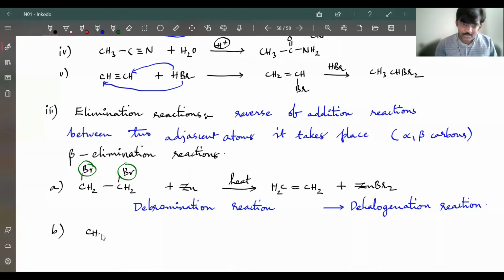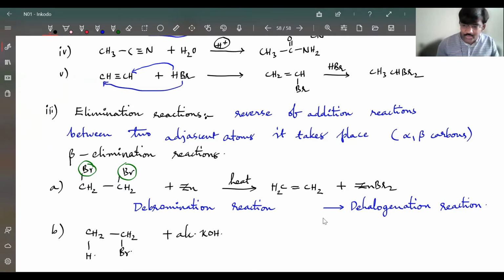So CH3CH2Br. Okay, so here I'll write this CH3CH2Br, and now this I'm heating with alcoholic KOH. Alcoholic KOH means we need to take alcohol and dissolve KOH in that alcohol. That is called alcoholic KOH.